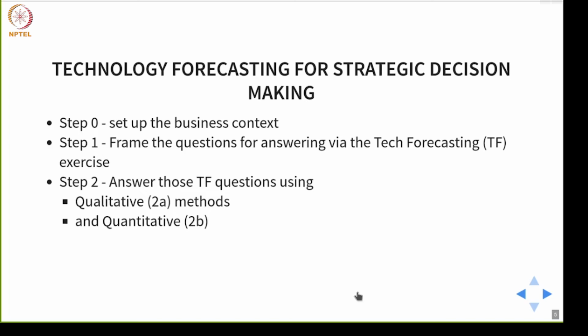Then once we have made the question clear, we need to answer those questions. That's the heart of this technology forecasting methodology itself, to answer these questions using 2 methods. One is the qualitative, again using your instinct. This is where your instinct, your experience, your wisdom comes in. You can use your imagination, creativity as well. This all forms part of the qualitative methods.